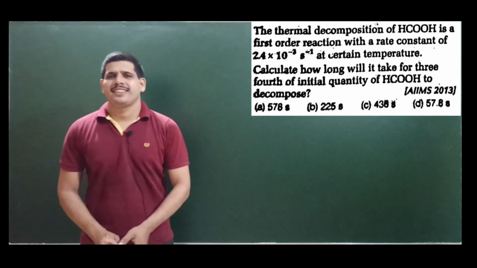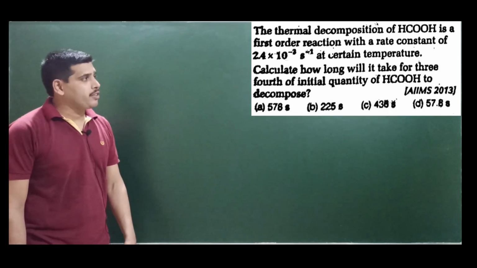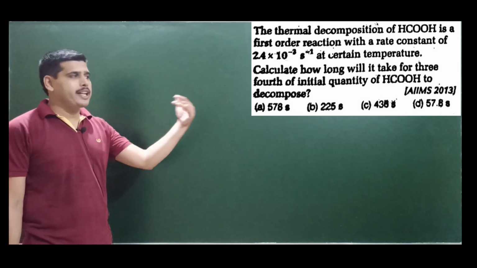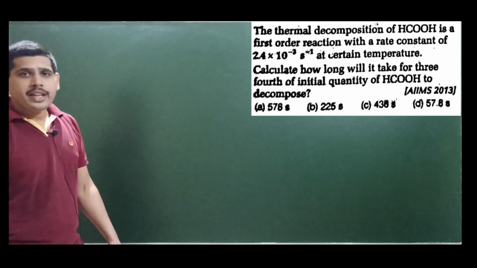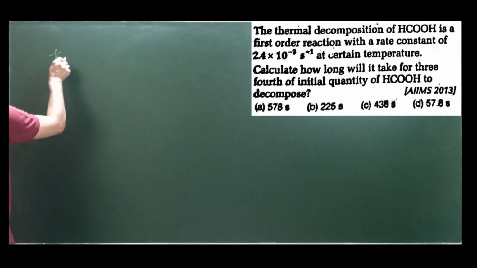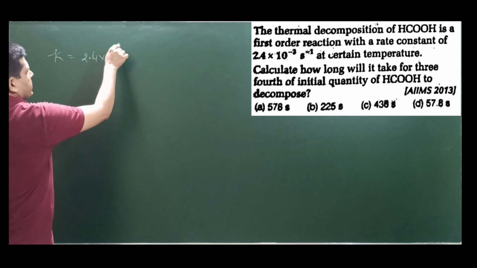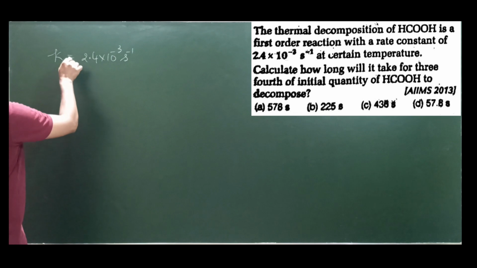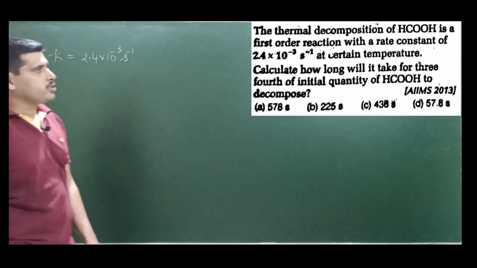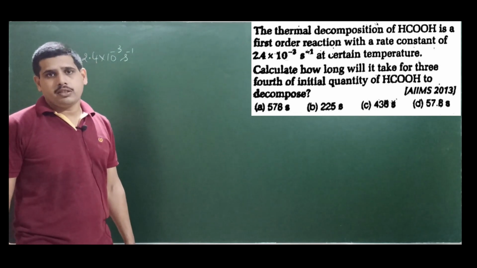Hello students, a very interesting question we are having. The organic compound is formic acid. The thermal decomposition of formic acid follows first order kinetics with a rate constant K value equal to 2.4 into 10 to the power of minus 3 per second. So the rate constant K is given. What is asked, dear students? How long will it take to decompose 3/4 of the original concentration?